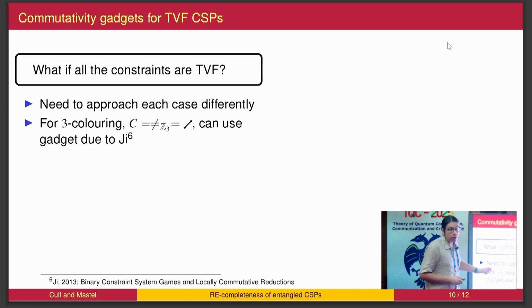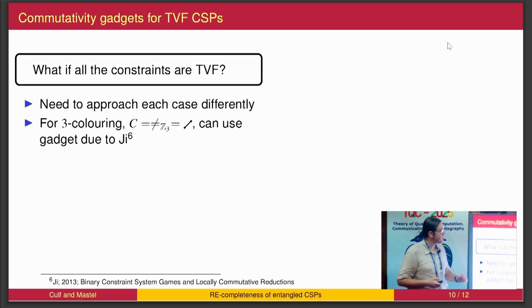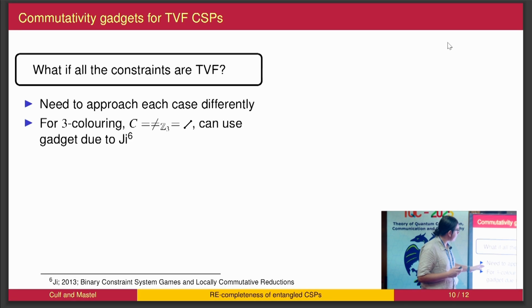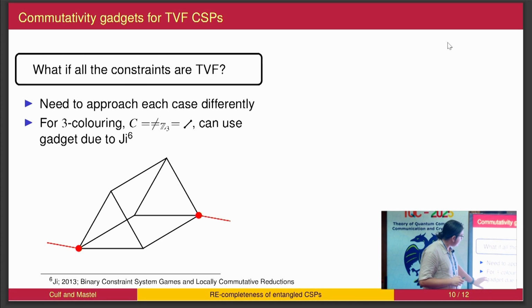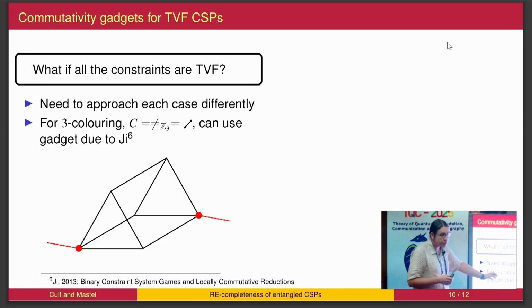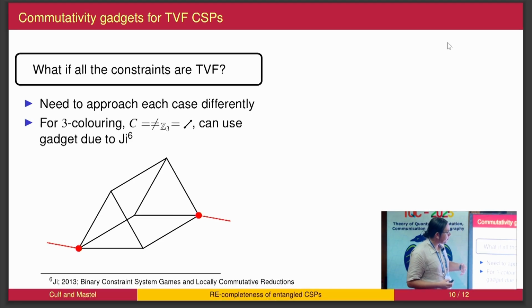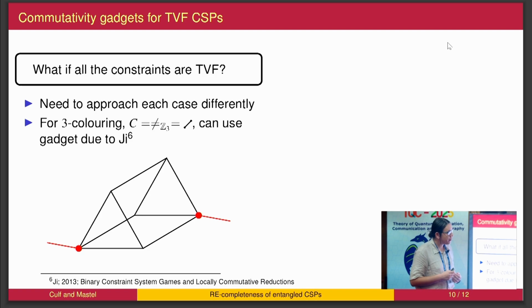So in the case of 3-coloring, where as I said earlier, we can see instances as graphs, we can use a commutativity gadget originally proposed by G. And what you do is if you want a pair of variables to commute, you put this sort of weird triangular prism graph between them. Remember, each edge is a 3-coloring constraint. And it turns out, due to the algebraic properties of the algebra generated by this graph, we know that we don't have any constraints on the values that these red variables can take, but we do constrain them to be commuting.